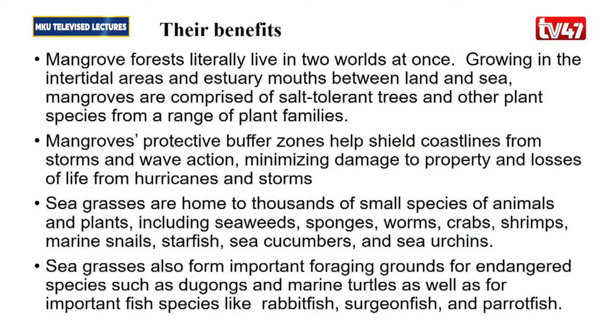The other thing is that seagrasses also form important foraging grounds. When you talk about foraging grounds, these are areas where endangered animals that rely on the seagrasses search for food. So they are foraging grounds for endangered species such as dugongs and marine turtles. Dugongs and marine turtles are more specifically the ones which normally go foraging on those seagrasses, because most of the time they are endangered. So we need to protect these seagrasses because they are homes of such marine species. Seagrasses also form important foraging grounds for endangered species such as dugongs and sea turtles, as well as for important fish species like rabbitfish, parrotfish, and sturgeonfish.